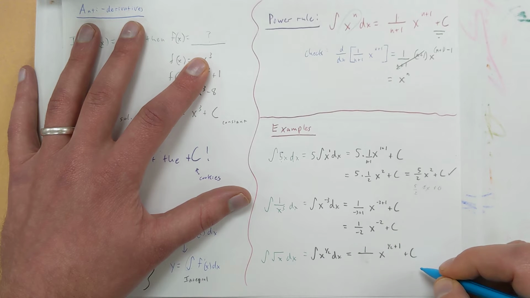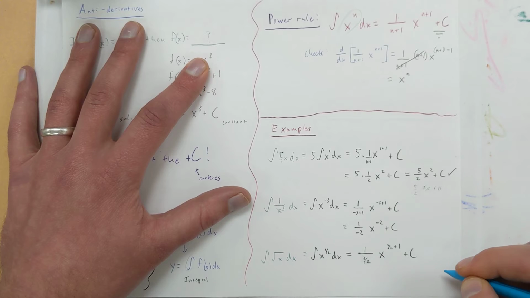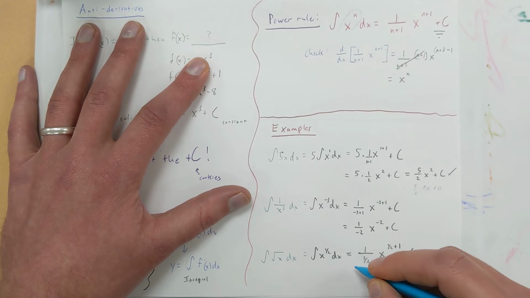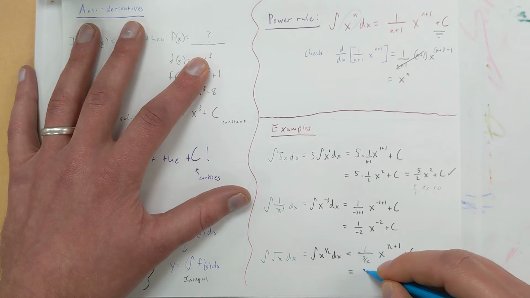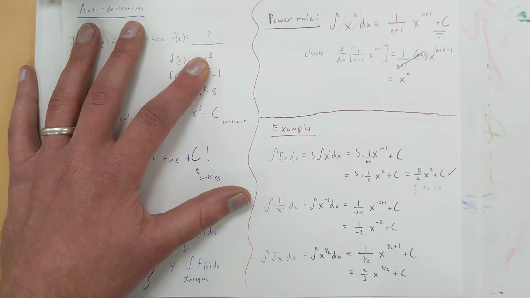Now 1/2 plus 1, that's really 3/2. So it's 1 over 3/2. And I could leave it like this, but I'm going to go ahead and simplify it. So that's going to be 2/3 x raised to the 3/2 plus c.